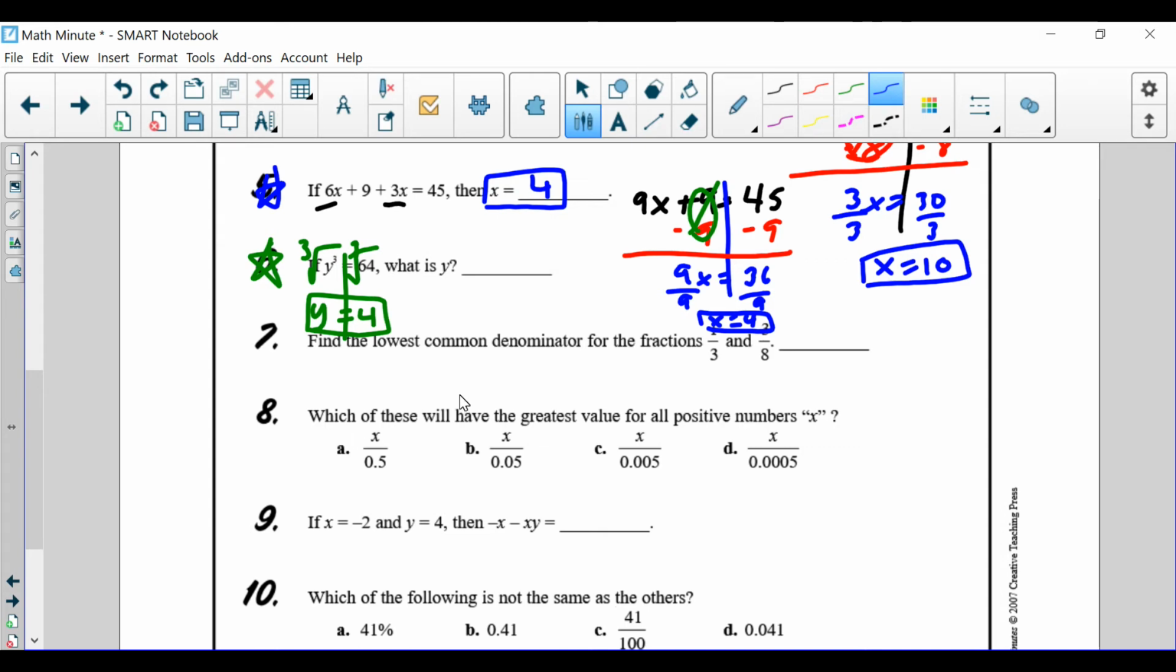All right, let's go over number 7 now. It says find the lowest common denominator between 1/3 and 3/8. So we are looking for a denominator. So we've got to figure out what are some multiples of 3. Some multiples of 3 keep going on. What you're going to notice is that your multiples of 3 are not going to get there very soon. We're going to keep finding out our multiples of 3.